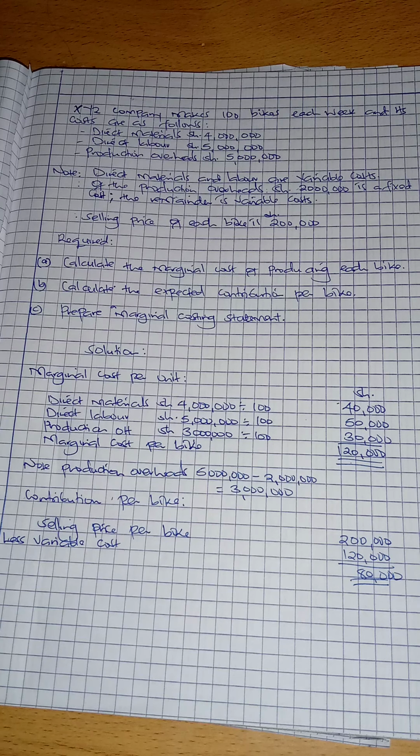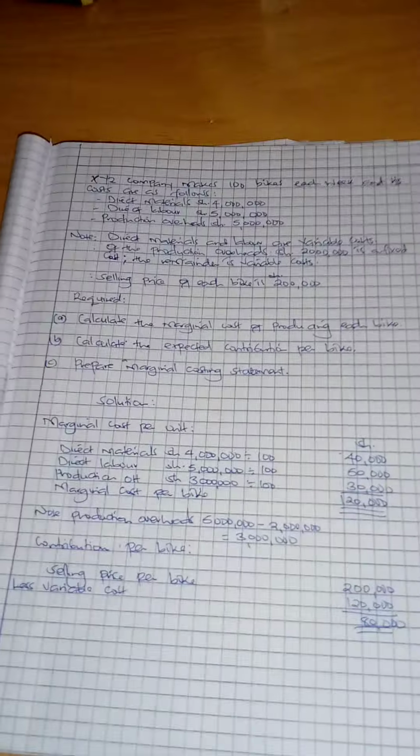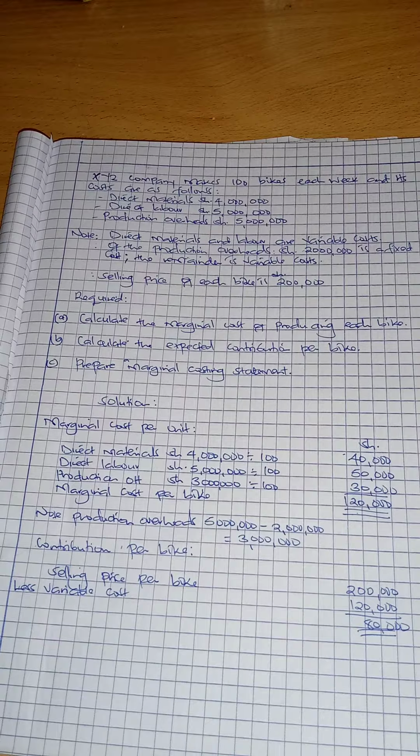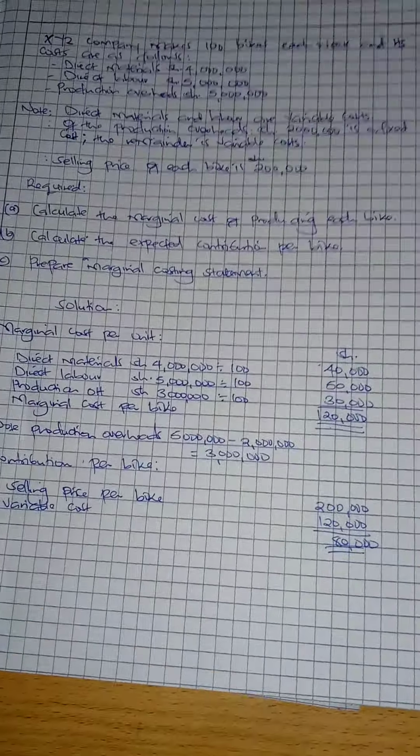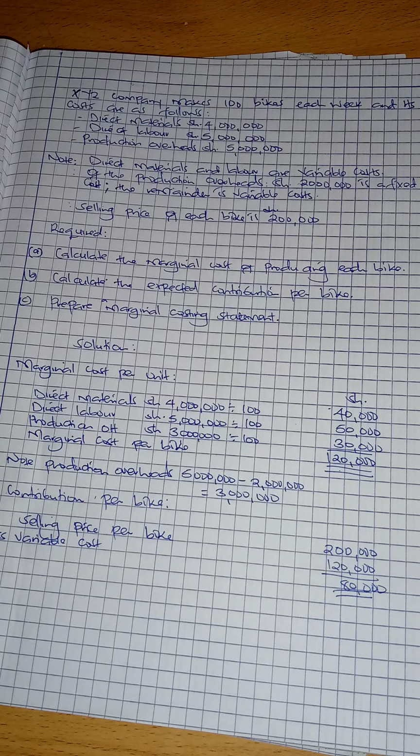So in this lesson, we are going to learn how to prepare a marginal costing statement and an absorption costing statement. To start with, marginal costing. Marginal costing is based on classifying costs by behavior, in other words, whether a cost is variable or fixed. Absorption costing, on the other hand, focuses on whether a cost is direct or indirect by nature.